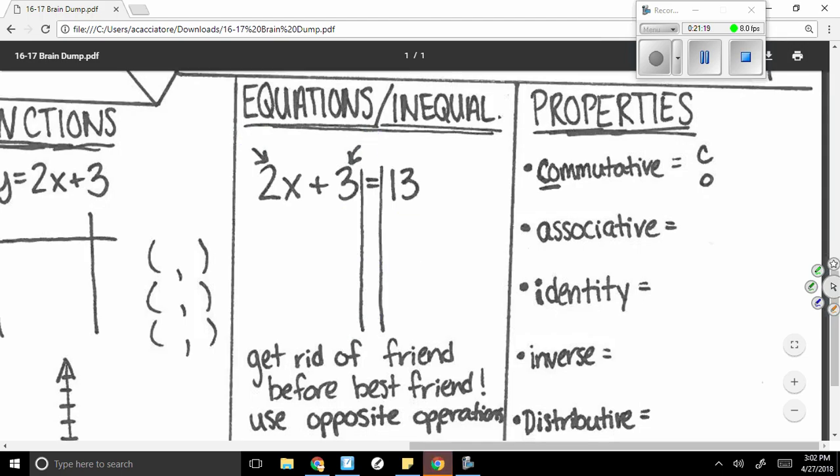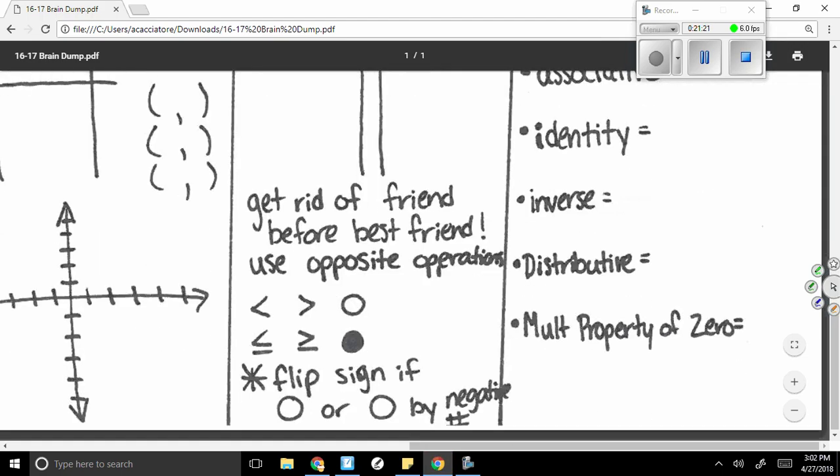When we talk about inequalities, we have open and closed circles. So if we have no line on the bottom, that's going to be an open circle. If there is the line on the bottom, that's a closed circle on our number line. And we have to flip our signs if we multiply or divide by a negative number. Go ahead and fill that in if it got cut off a little bit on yours.